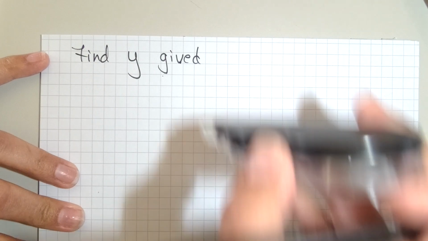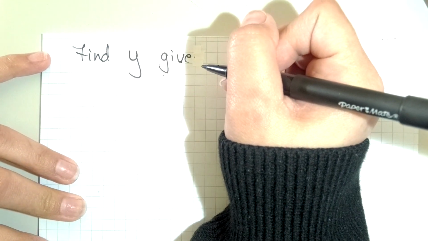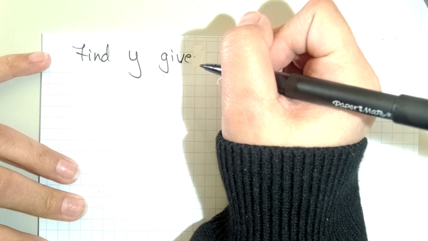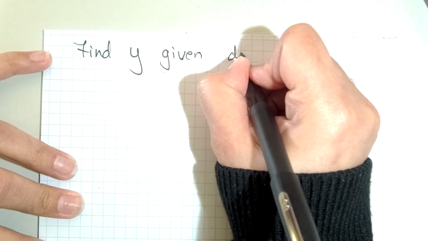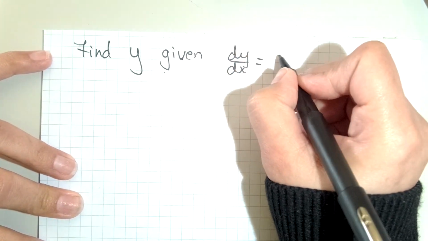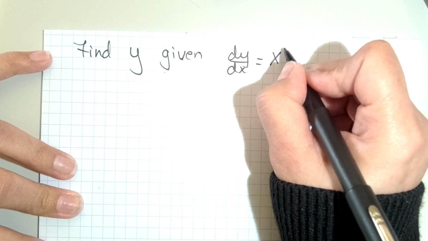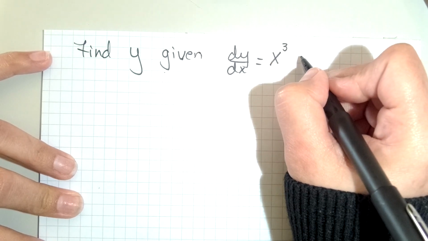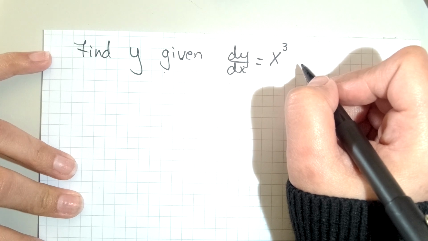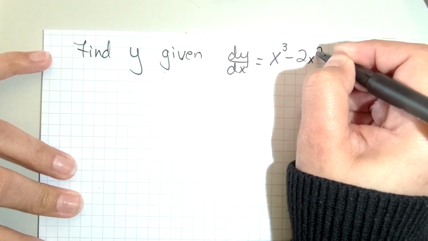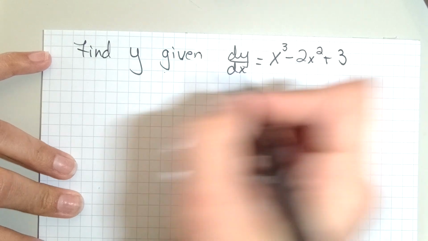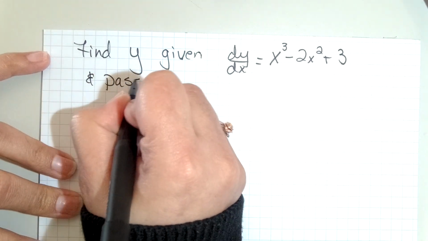Hold on. Same sheet of paper or different one? The same sheet of paper? Yeah, it's number 2. Given, or b, given that dy dx equals x over 3. X cubed? Cube is 3, and then squared is 2. And then what's 4 and 5? To the 4th, to the 5th, minus 2x squared plus 3. And passes through the point 0, 2.